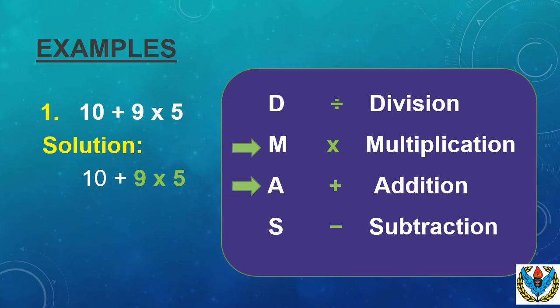Firstly we will write in the next step an equal sign, and then 10 plus will come as it is, and 9 multiply 5. 9 5s are 45. Now here is left only addition operation, so we will add them. By adding 10 and 45 we will get 55. This is our final answer.